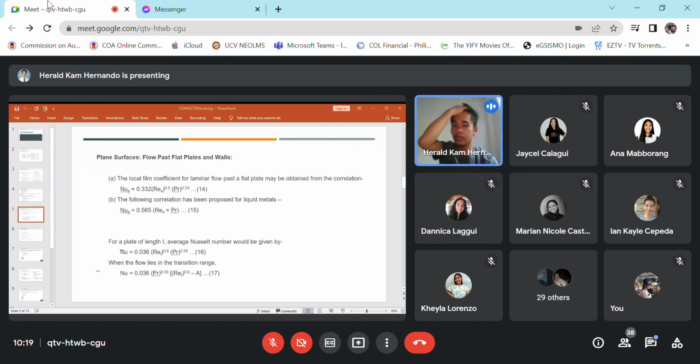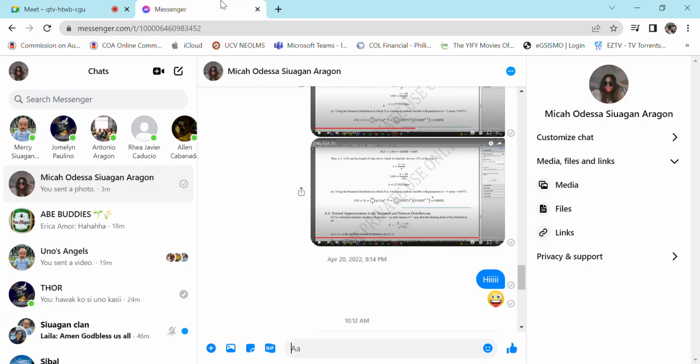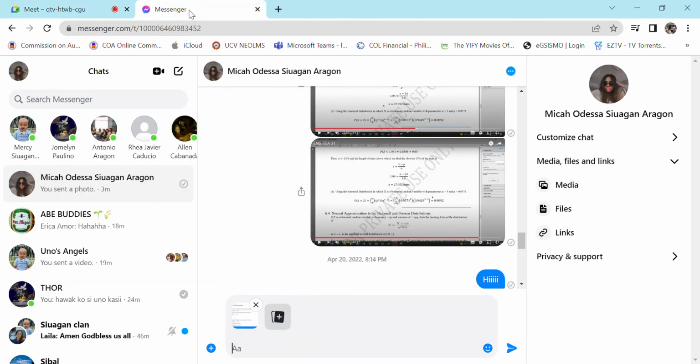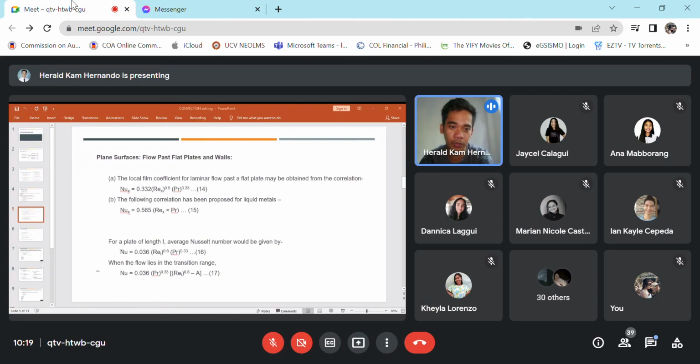So we have here equation 14: if you are computing for plane surfaces in flow paths, flat plates and walls, the local film coefficient for laminar flow past a flat plate may be obtained from the correlation of this Nusselt number, where the Nusselt number is equal to 0.332 times the Reynolds number raised to 1/2 and the Prandtl number raised to 1/3. But the following correlation has been proposed for liquid metals: if you're computing for liquid metals in plane surfaces, use this equation where the Nusselt number is equal to 0.565 times the Reynolds number times the Prandtl number raised to 1.